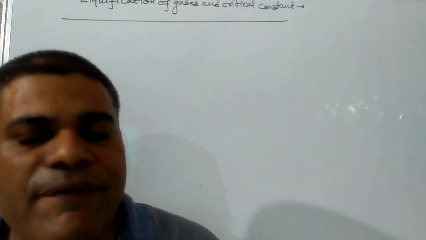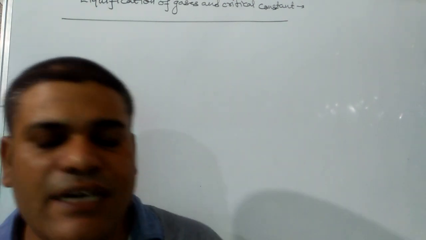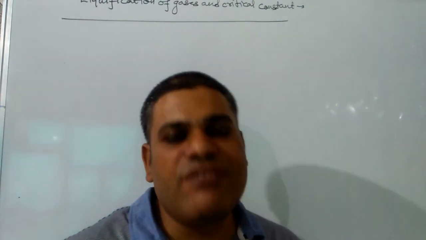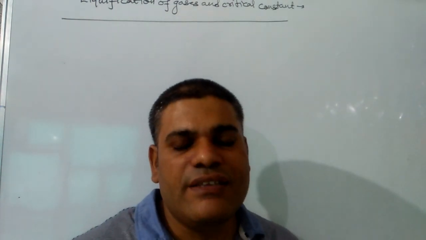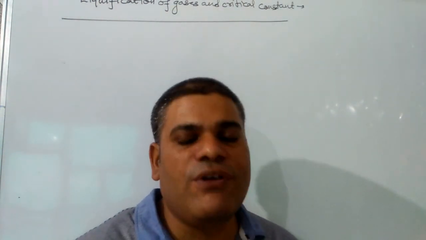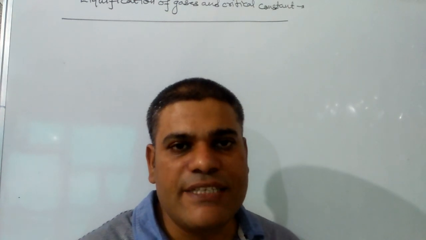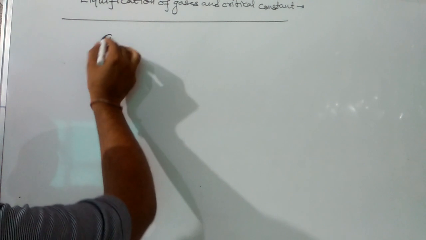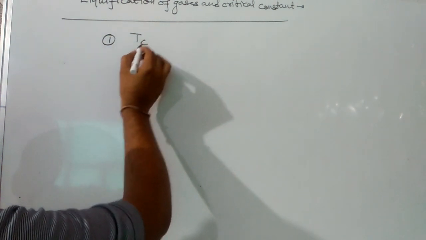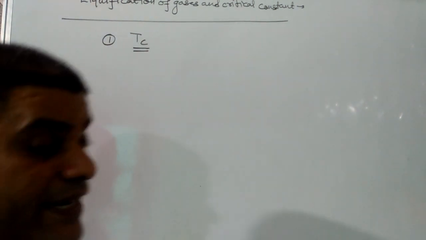So liquefaction of gas means when the gases are subjected to high pressure and low temperature, they get converted into liquid, and this phenomenon is known as liquefaction of gases. And mainly three constants are related to it, and the first one is critical temperature. It is denoted by Tc.